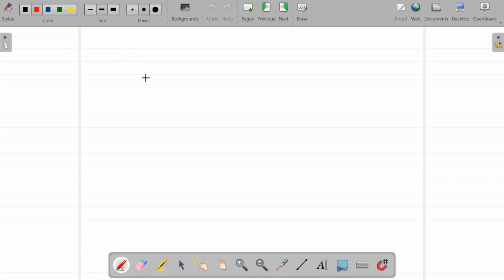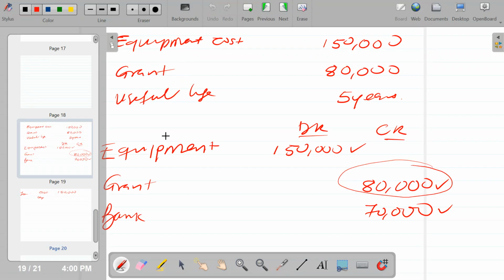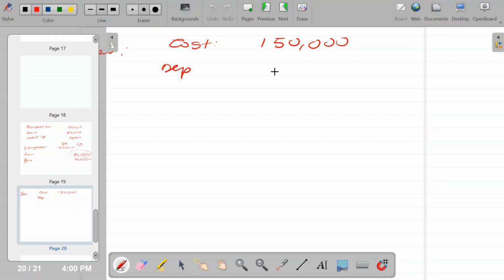So every year we have to amortize the grant. We also have to depreciate the asset. So year one, we need to find the carrying amount. The cost is 150,000. The depreciation is how much? That's 150,000 divided by 5, which is 30,000, right? And the carrying amount will be 120,000.